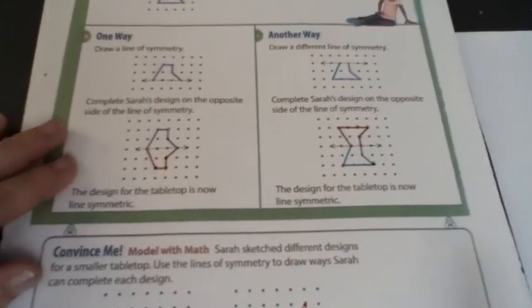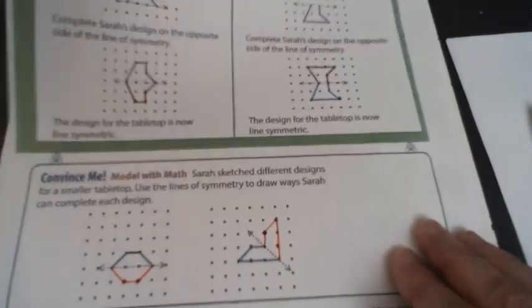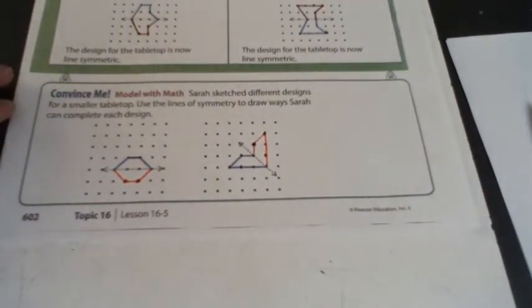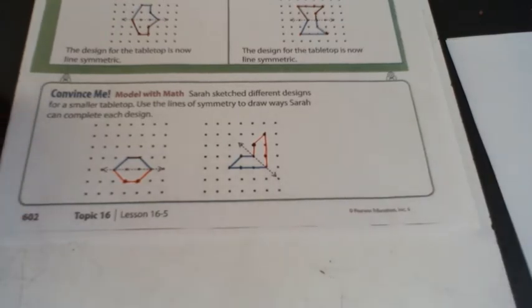So that is the Convince Me. Sarah has sketched different designs for a small tabletop, and we used the line of symmetry to help guide us on the mirror image of that design.